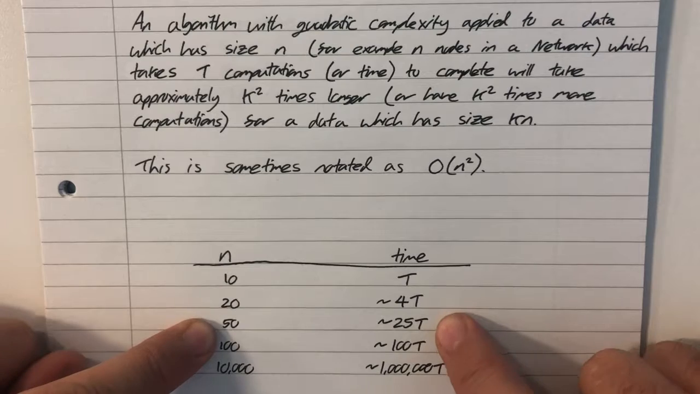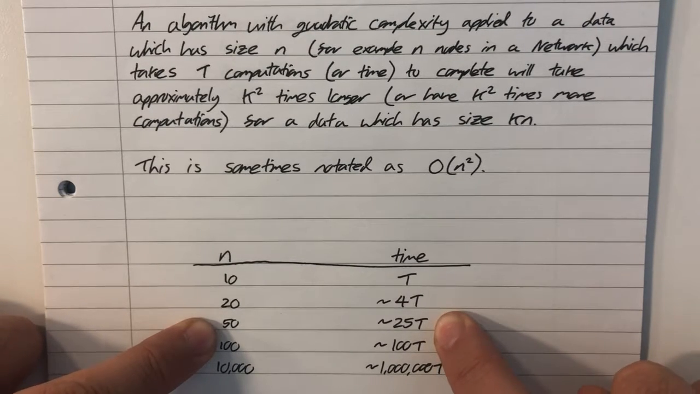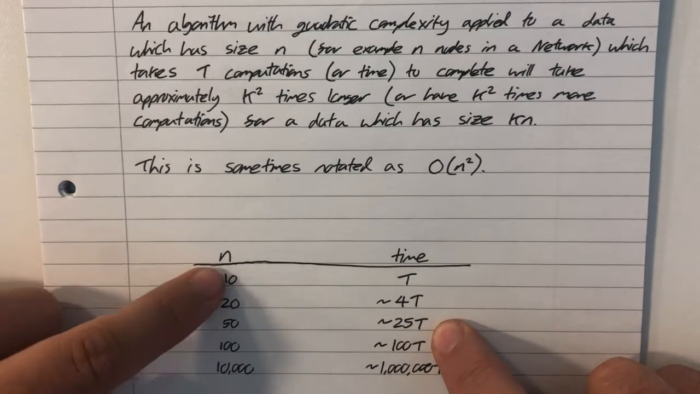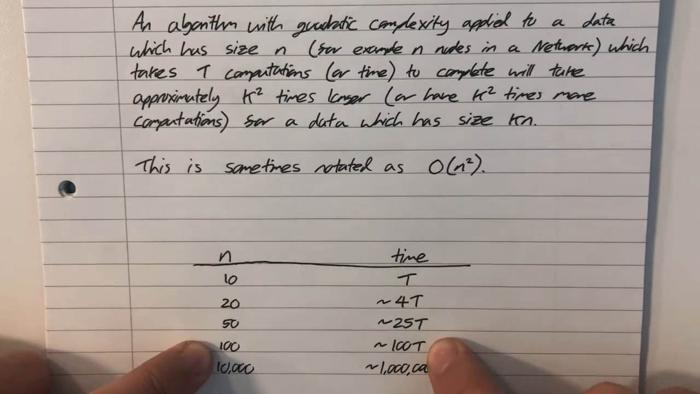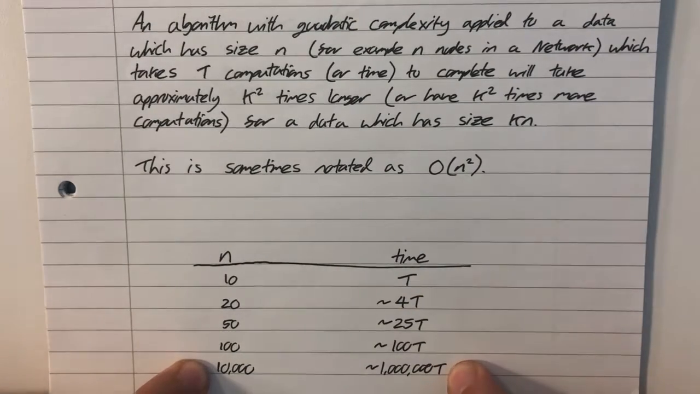If we times it by 5, then it's going to be approximately 5 squared times longer, so it's going to take approximately 25 times as long. Times it by 10, it's going to be 10 squared times as long. Times it by 1,000, it's going to be approximately 1,000 squared times as long to compute, or 1,000 squared times more computations.